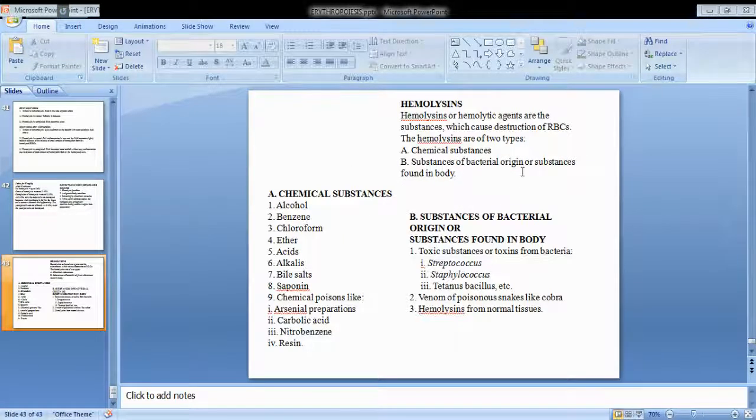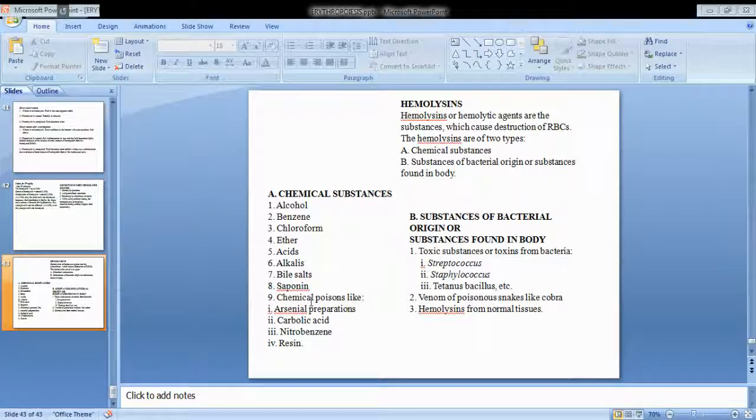Now these are some of the chemicals and substances called hemolysins or hemolytic agents, which will cause the destruction of the RBC. Some can be of chemical origin: alcohol, benzene, chloroform, ether, acids, alkalis, bile salts, saponin, chemical poisons, arsenic, carbolic acid, nitrobenzene.